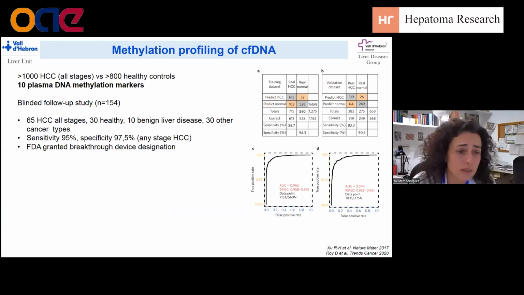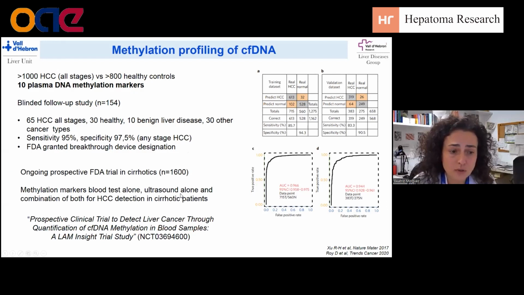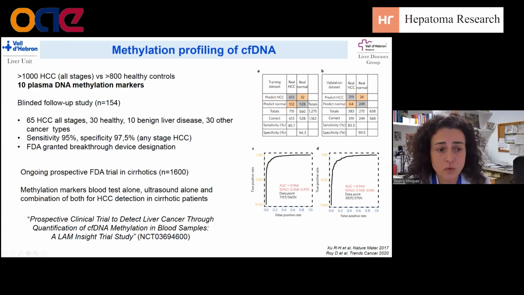even though that somehow could raise this kind of question, the results are quite appealing, having a high sensitivity and a high, as you can see here, also specificity. So they got the FDA breakthrough device designation, and now there is an ongoing prospective trial trying to address whether this methylation tool is good enough compared to ultrasound alone or a combination of both.